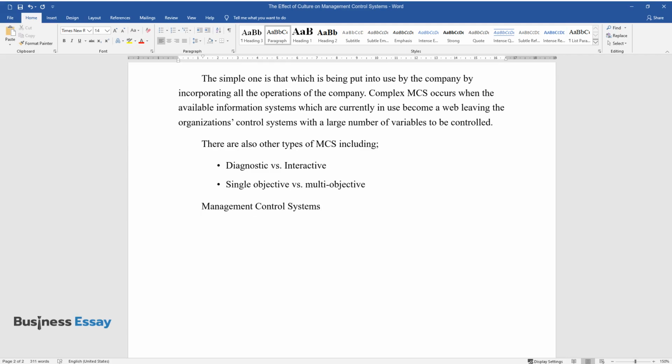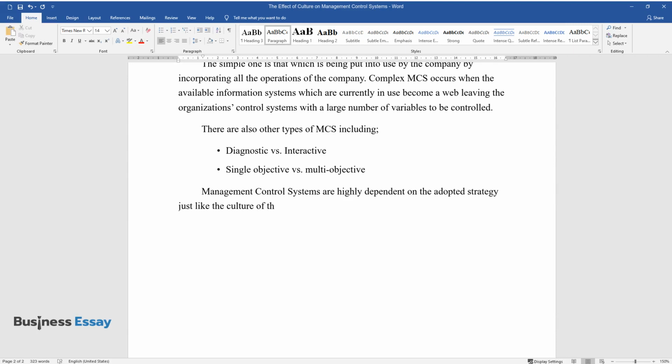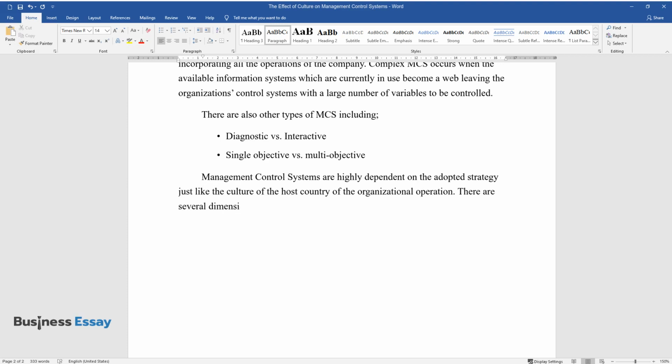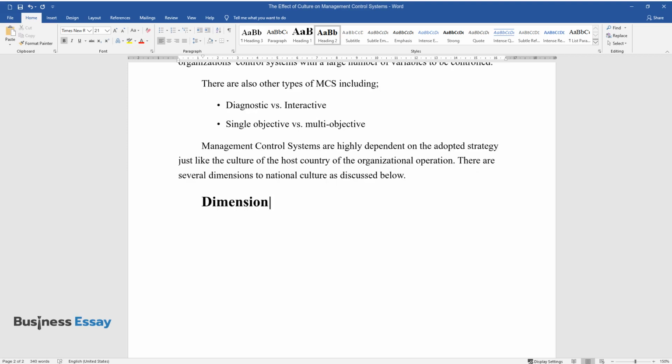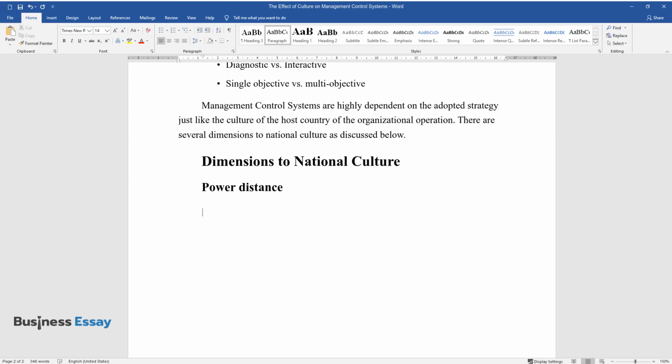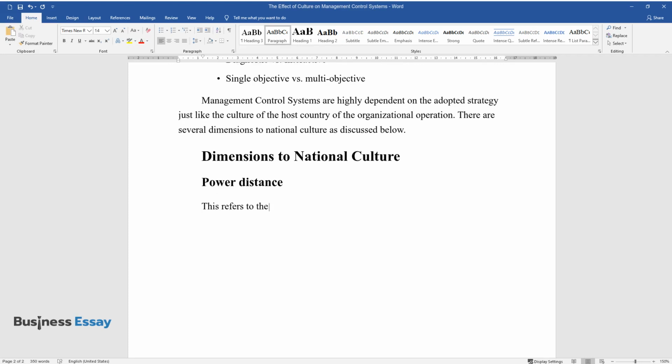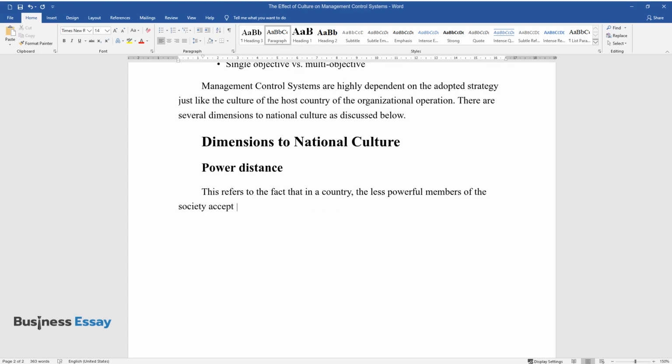Management control systems are highly dependent on the adopted strategy, just like the culture of the host country of the organizational operation. There are several dimensions to national culture as discussed below. Dimensions to national culture. Power distance. This refers to the fact that in a country, the less powerful members of the society accept and also expect that power distribution is not equal.